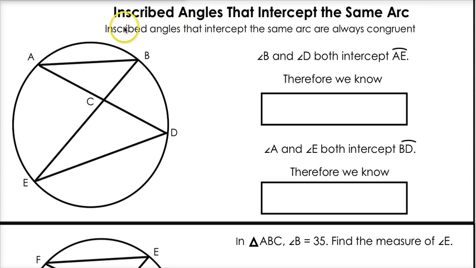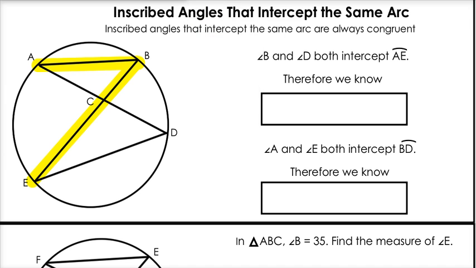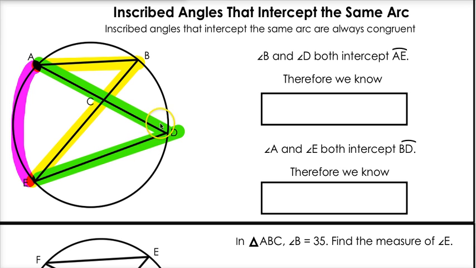So for our final part, we're going to be doing inscribed angles that intercept the same arc. We know here that angle B and angle D both intercept arc AE. Now, that's kind of tough to follow, so let's use a highlighter. Angle B is right here, and that's composed of this line and this line, right? So that intercepts the arc. Let's use a different color. Let's use pink. That intercepts arc AE. Now, angle D is made up of this line and this line, right? And that angle also intercepts the same arc right here.